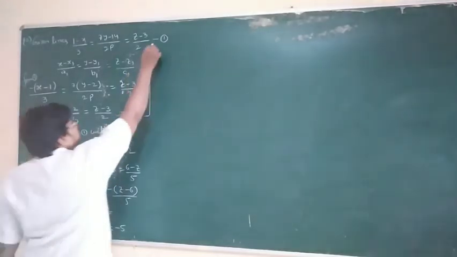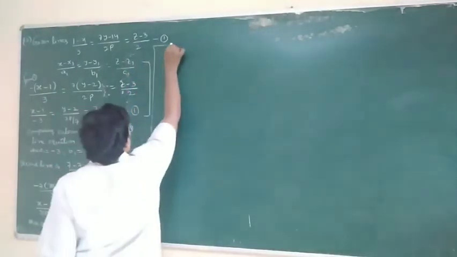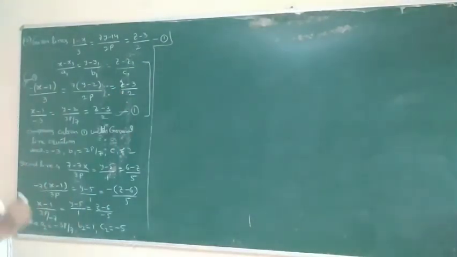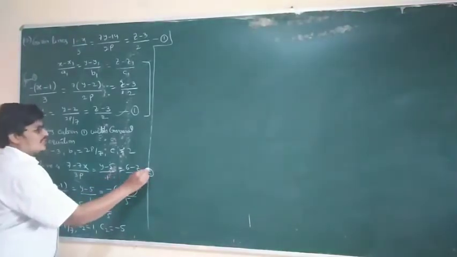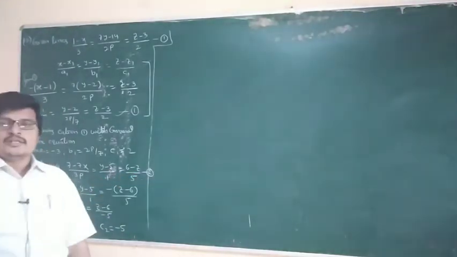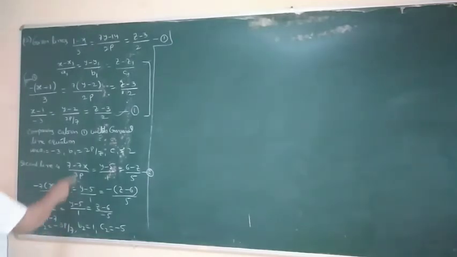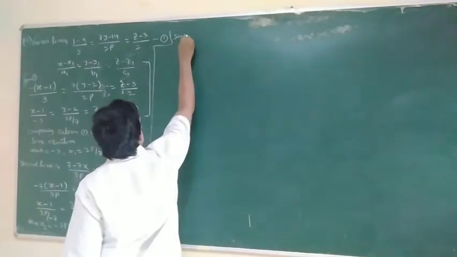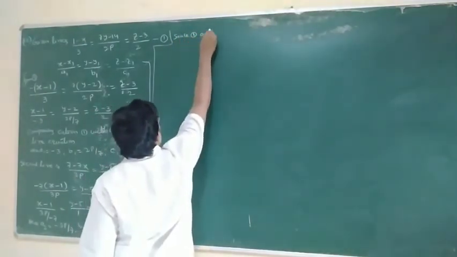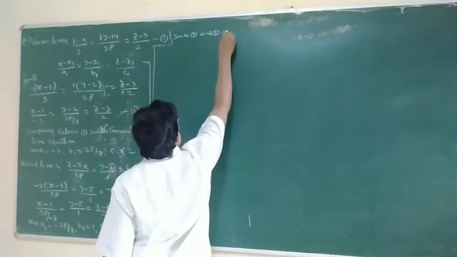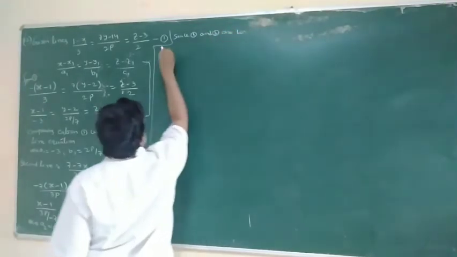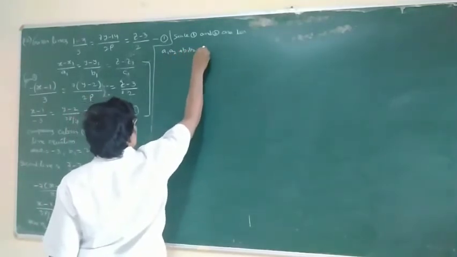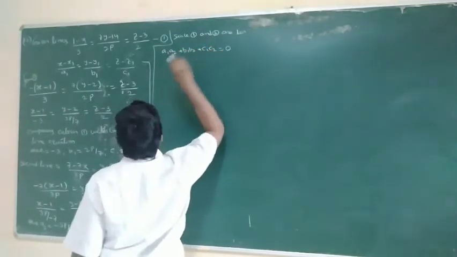So what do we have to find out? These two lines, equations 1 and 2, are perpendicular. Then find the value of p. Since 1 and 2 are perpendicular, what is the formula? a1 a2 plus b1 b2 plus c1 c2 is equal to 0.